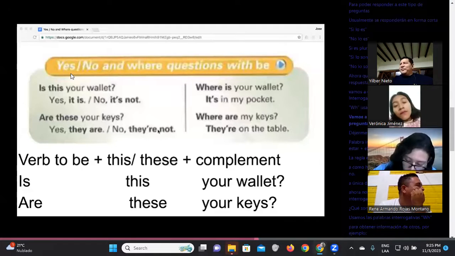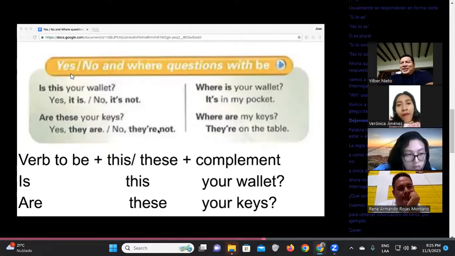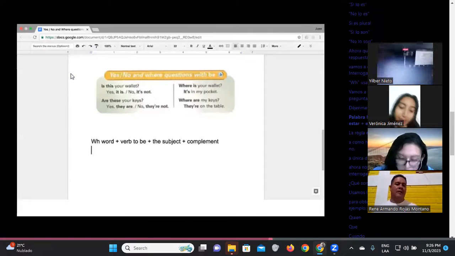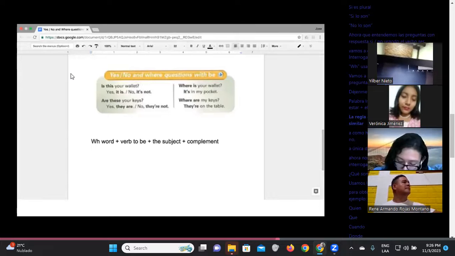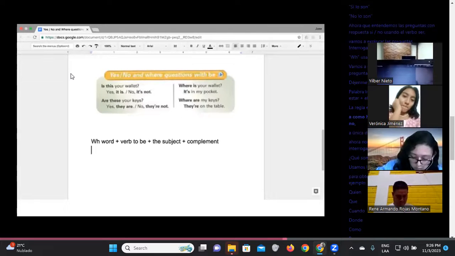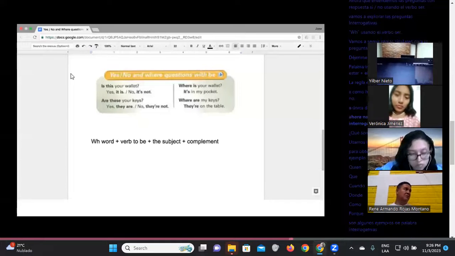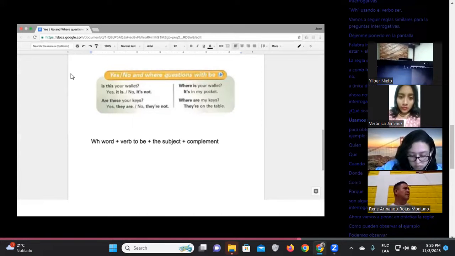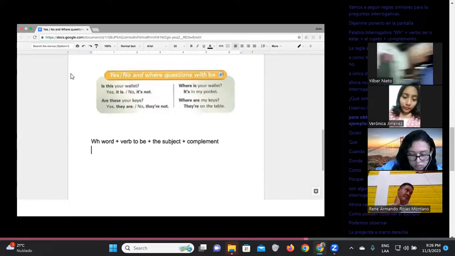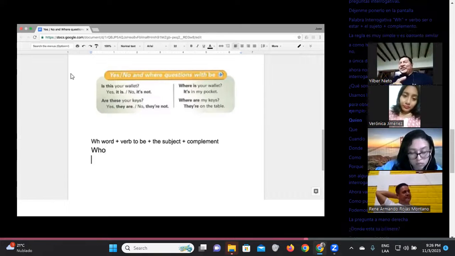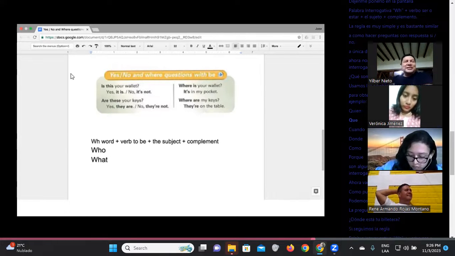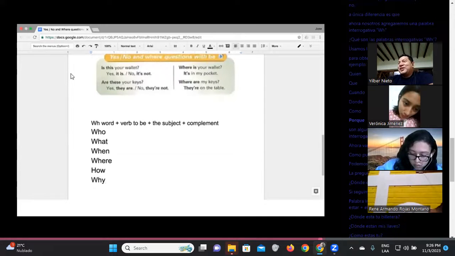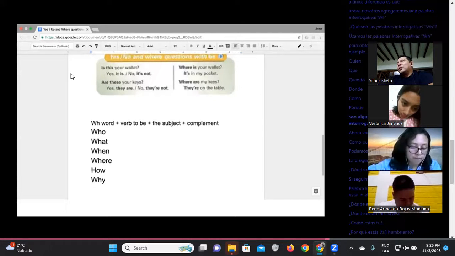We're going to follow a similar rule for WH questions. Let me go ahead and put that on the screen. WH word plus verb to be plus subject plus complement. The rule is very simple and it's quite similar to making yes or no questions. The only difference is that now we are adding a WH word. So what are WH words? We use WH words to get information from others. For example, who, what, when, where, how, why are some examples of WH words.